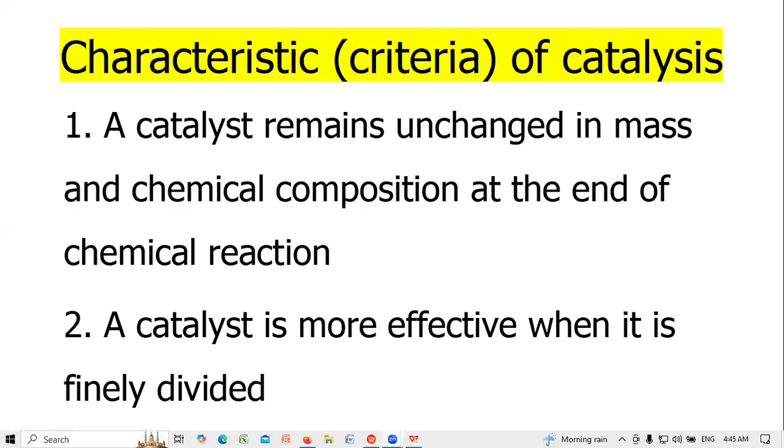Hello, good morning. I'm discussing the characteristics of catalysis, or criteria of catalysis.